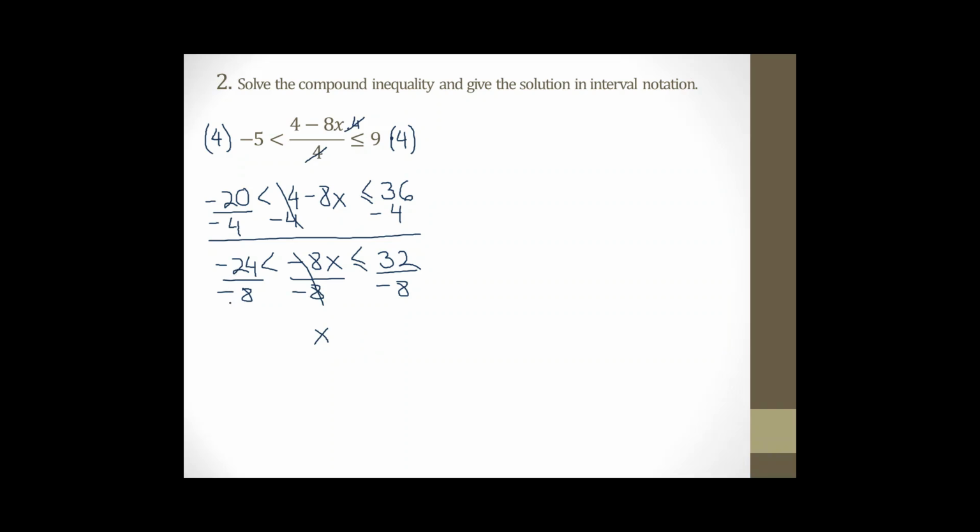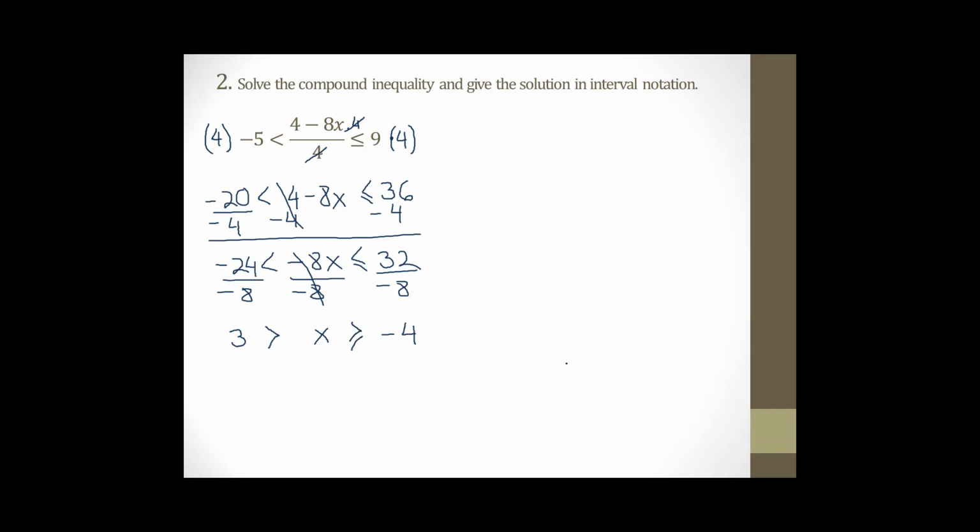Negative 24 divided by a negative 8 would be a positive 3, and 32 divided by a negative 8 would be a negative 4. So if I multiply or divide by a negative number, I have to also change the inequality signs into the opposite direction. I had a less than symbol, so I need to change it to greater than, and this one was less than or equal to, so that becomes greater than or equal to.